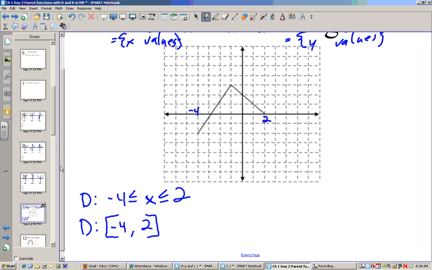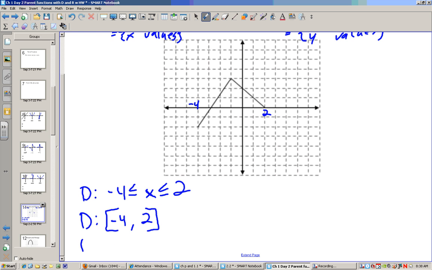Now the most mathematically, I don't know about correct, but maybe mathematically confusing way is what you would see when you go to college, or maybe up in the calculus levels. You would see the domain equals the set of all values for x, such that x is an element between -4 and 2.